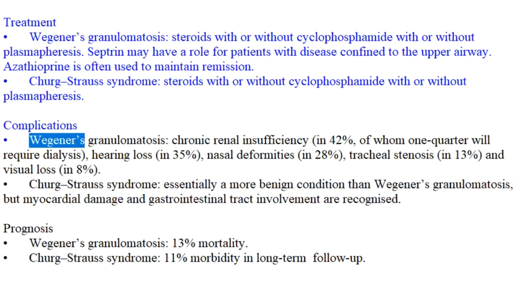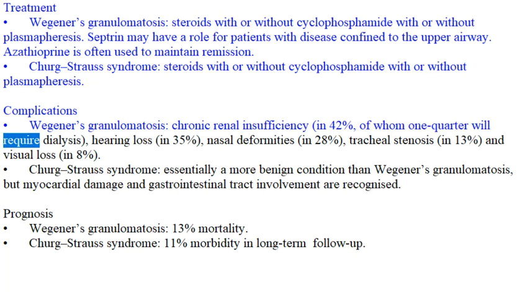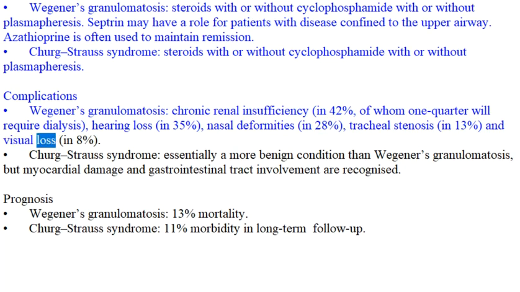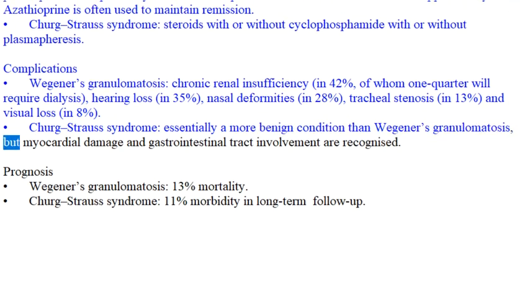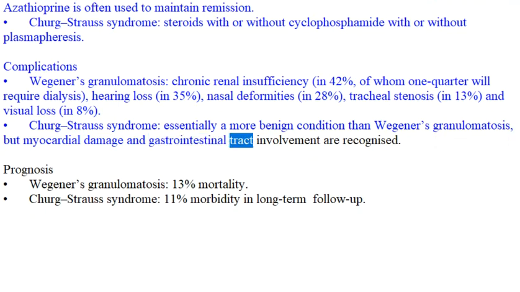Complications. Wegener's granulomatosis: chronic renal insufficiency, in 42%, of whom 1/4 will require dialysis, hearing loss, in 35%, nasal deformities, in 28%, tracheal stenosis, in 13%, and visual loss, in 8%. Churg-Strauss syndrome is essentially a more benign condition than Wegener's granulomatosis, but myocardial damage and gastrointestinal tract involvement are recognized.